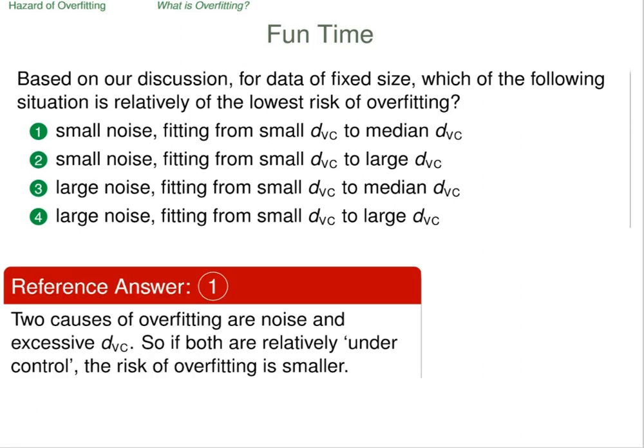The correct answer out of the four would be the first one. The two main causes of overfitting are noise and excessive VC, or power of your selected hypothesis. If those two are under control, we control the risk of overfitting. So for the second answer, even though we have small noise, we are considering large VC, so it would not fit. Large noise doesn't work. So we need to have small noise and small VC under our control to avoid possible overfitting.